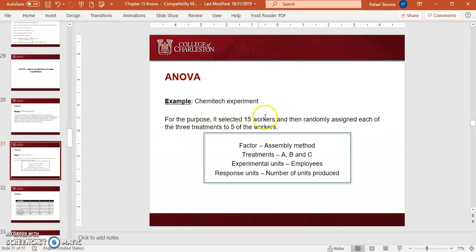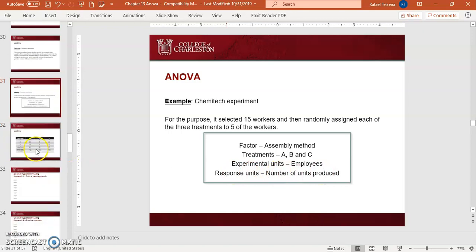They selected 15 workers and put 5 workers into each treatment. We have been through that. The factor is the assembly method. The treatments are A, B, and C assembly methods, the experimental units are employees, and the response variable, or dependent variable, is the number of units produced.